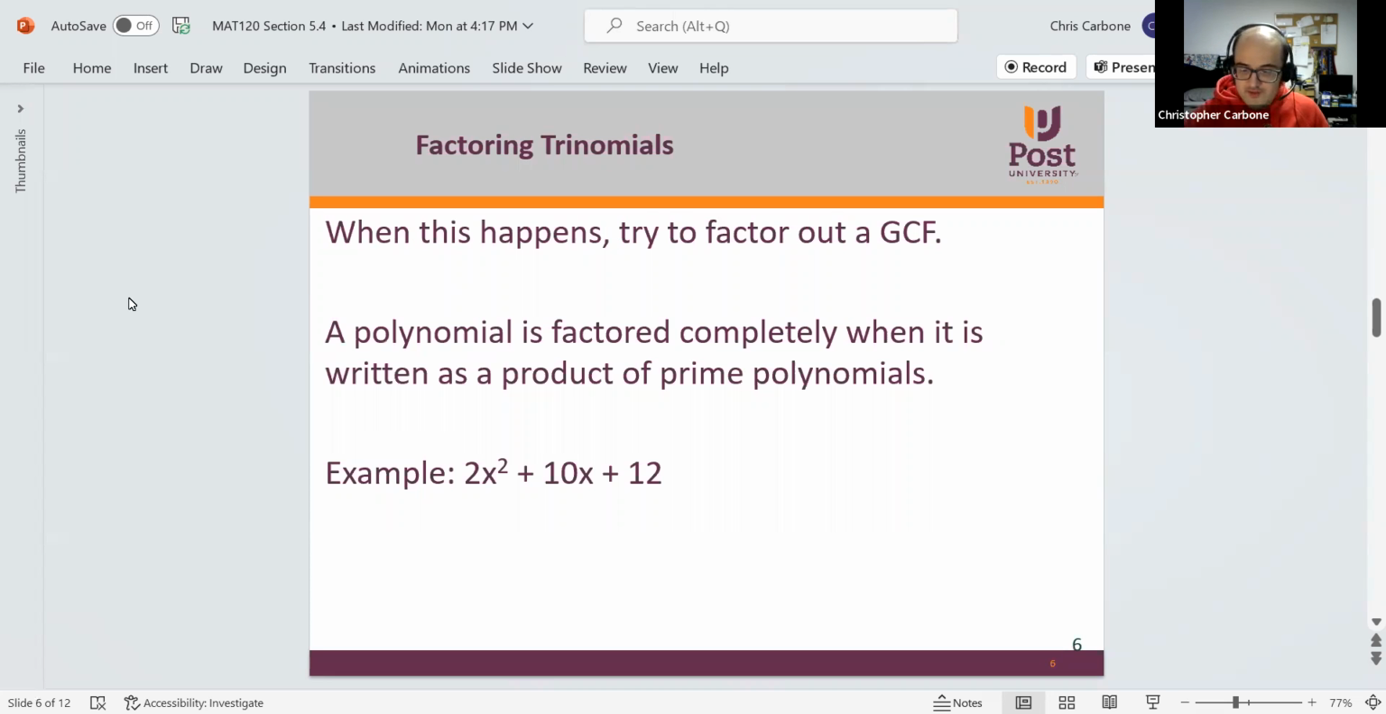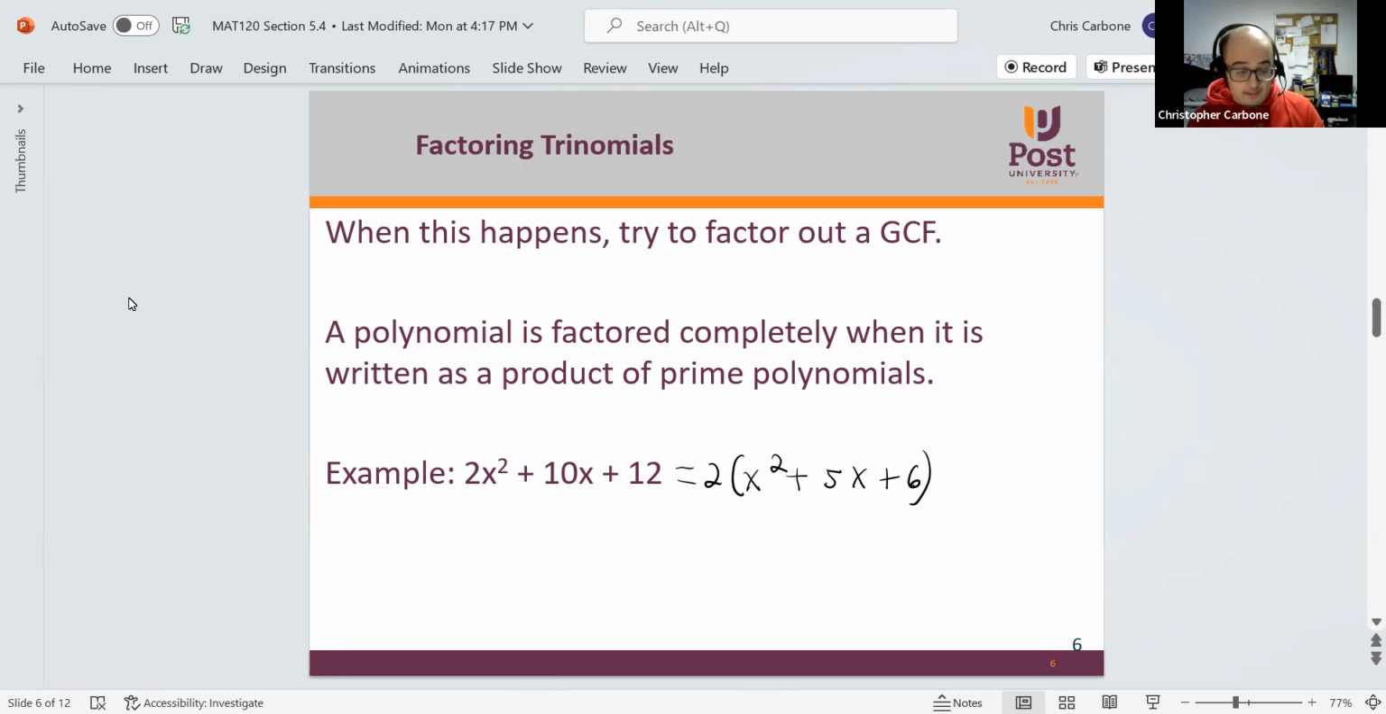And if that were to happen where we can't exactly factor immediately, we can try to factor out a greatest common factor. So this is where a polynomial is factored completely when it's written as a product of prime polynomials. So for example, on the example I have here on the screen, 2x squared plus 10x plus 12, all three of those share a 2. So we could factor out a 2 and be left with x squared plus 5x plus 6 to find out what times 2 made 10 and what times 2 made 12.